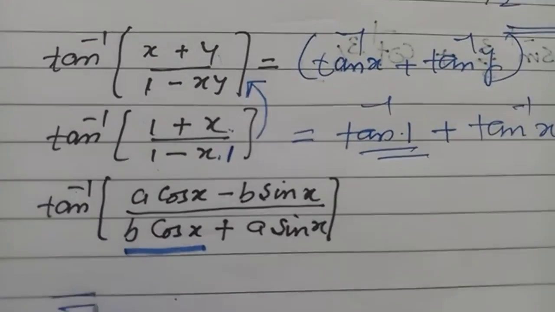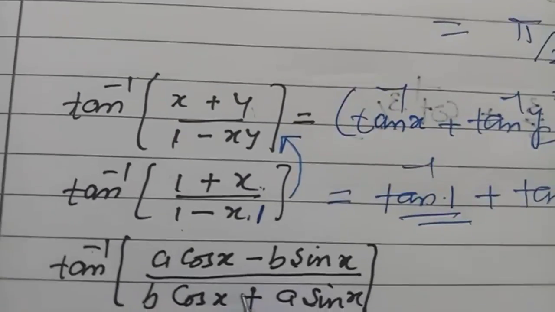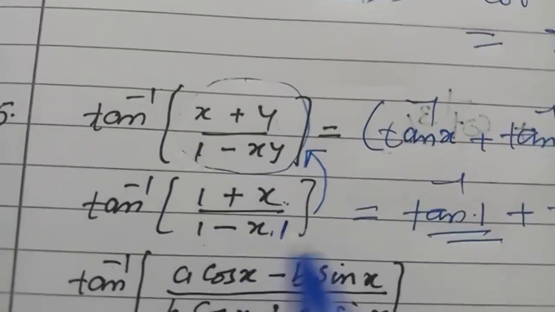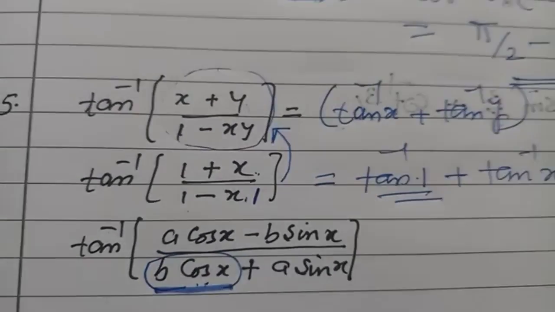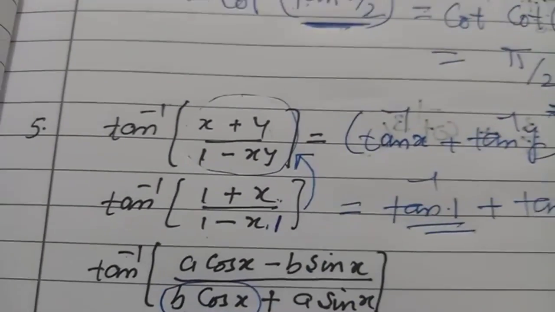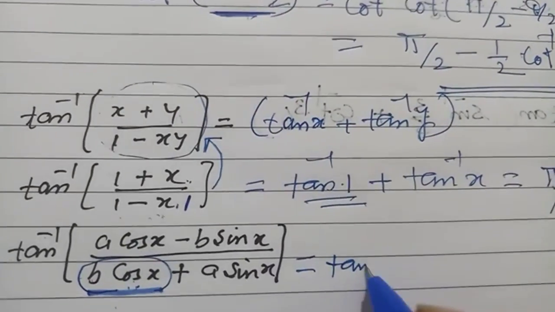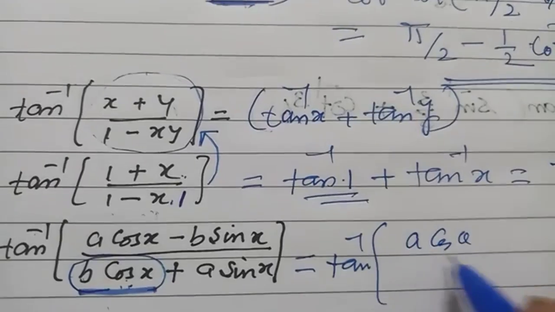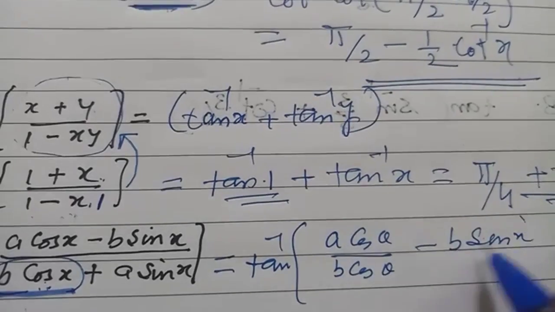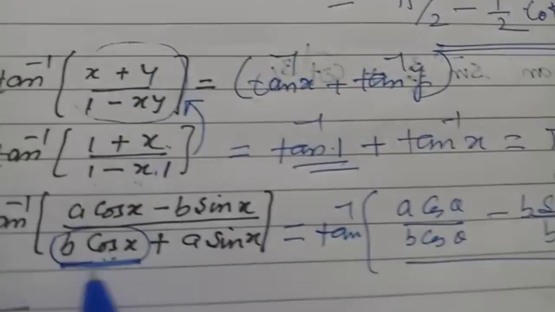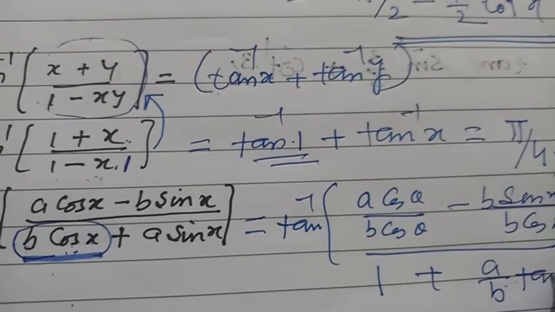Now this is one of the questions in your NCERT also. It is tan inverse of something. To convert this formula, I require 1 here. So what I did, divide by b cos x on both sides so that it becomes 1. So this is tan inverse of a cos x over b cos x minus b sin x over b cos x. We divided by b cos x, so it is 1 plus, below it becomes a upon b, that is tan x.